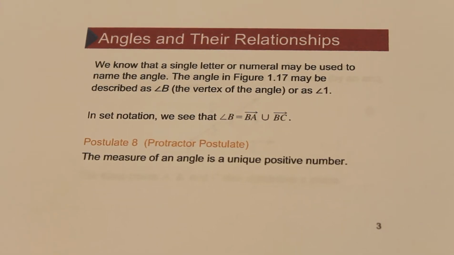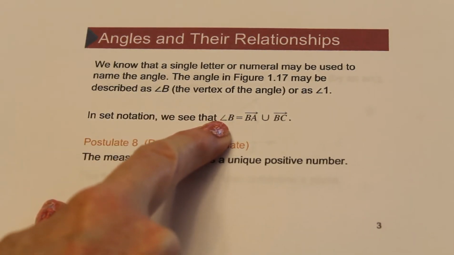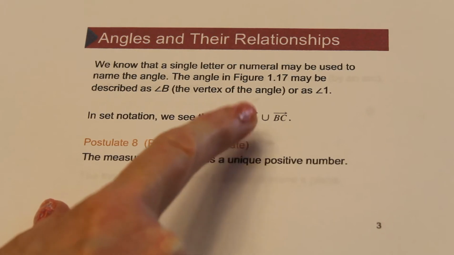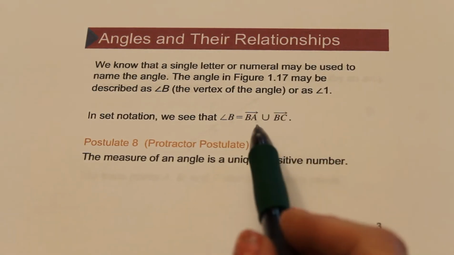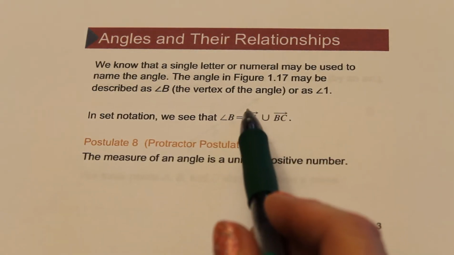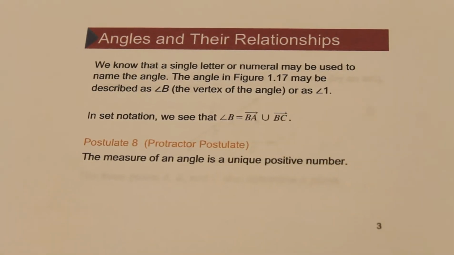So an angle, if we were to use set notation, angle B is the union of ray BA and ray BC. For a ray, the endpoint is always the first letter named.